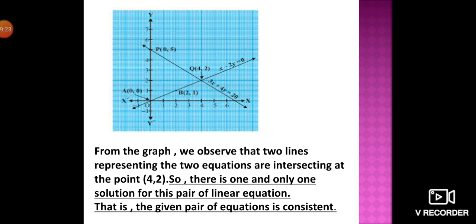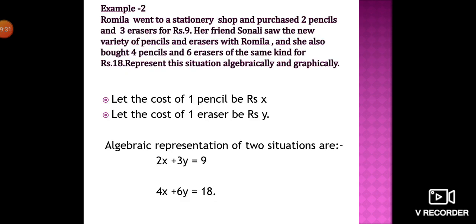So, you have to find whether it has a solution or not. Solution is there means consistent, otherwise inconsistent. Second example: Romila went to a stationery shop and purchased 2 pencils and 3 erasers for ₹9. Sometimes the equations are given directly and you are asked to use the graphical method. Here they are giving it as a sentence. First you have to find the equation, then solve using the graphical method.